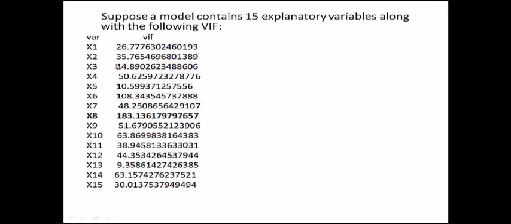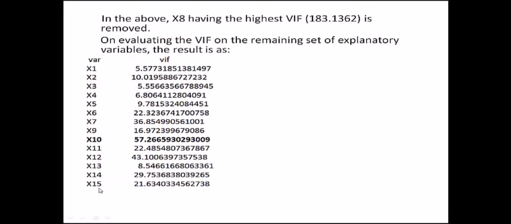In this case, here we had X8 with the highest value of VIF equal to 183. We started with 15 variables where X8 had the highest value of the VIF. So we drop it from our analysis and then we are left with 14 variables. We draw a linear regression among these 14 variables with the dependent variable, and then we find the VIF for the revised case. This time, we find that the highest value of the VIF lies with the variable X10. In this case, it was 57.26.